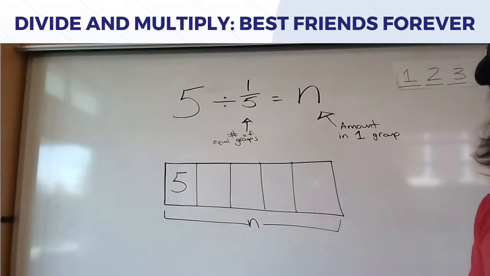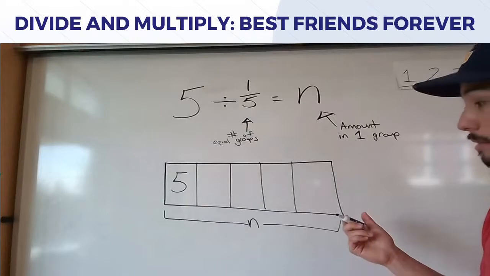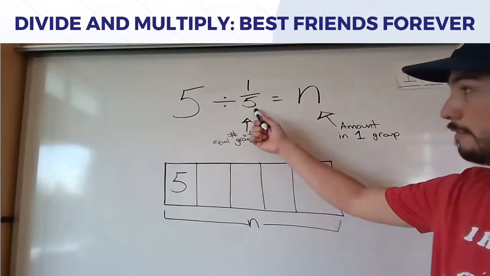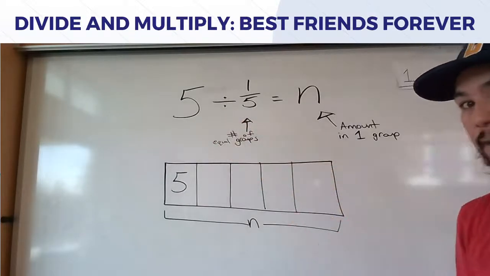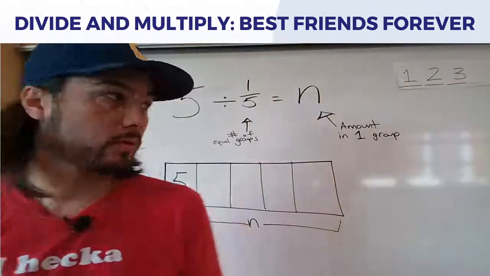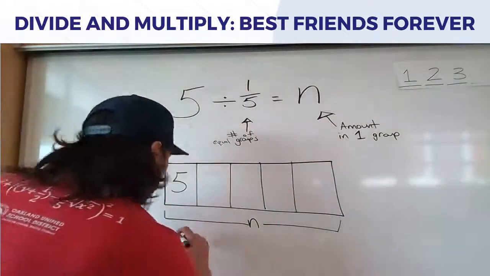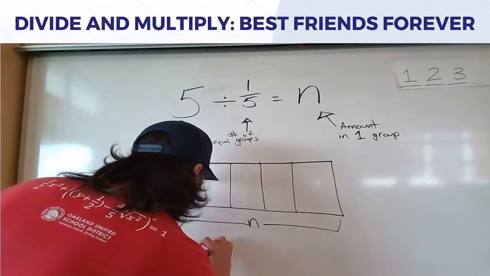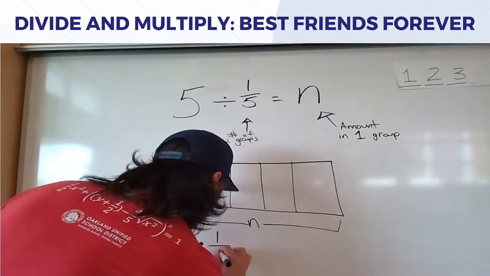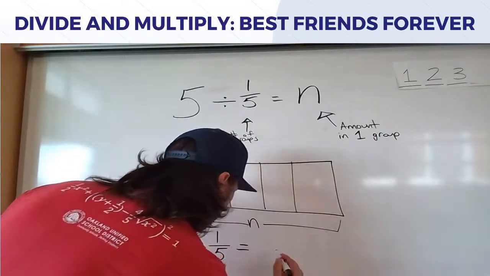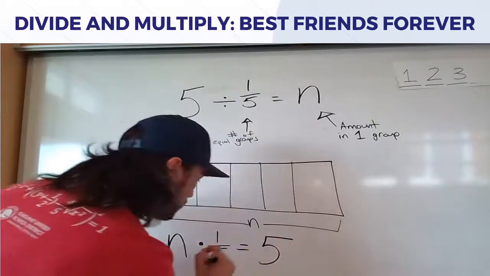We need to multiply that n by 1/5, and it gets us back to 5. So we're going to write that down here. We're going to write n times 1/5, or 1/5 of n, equals 5.